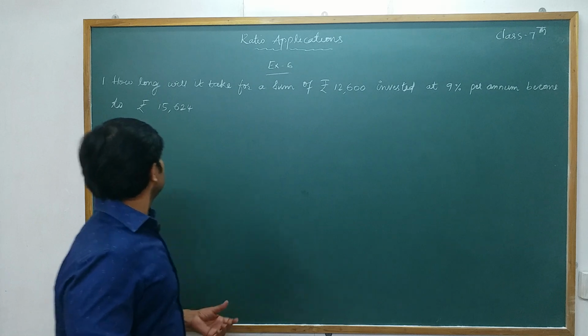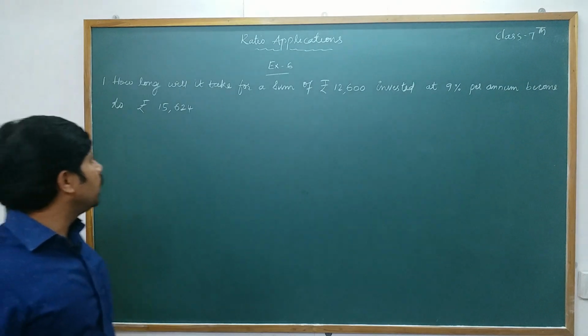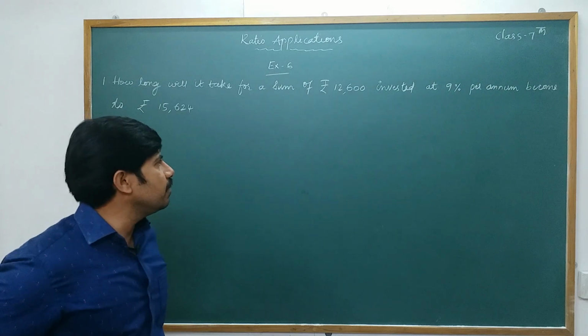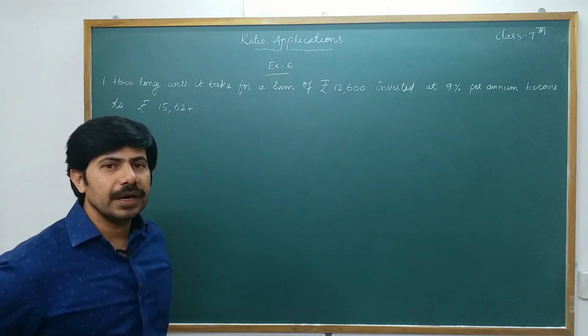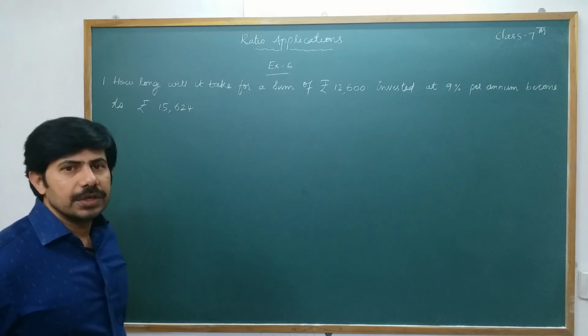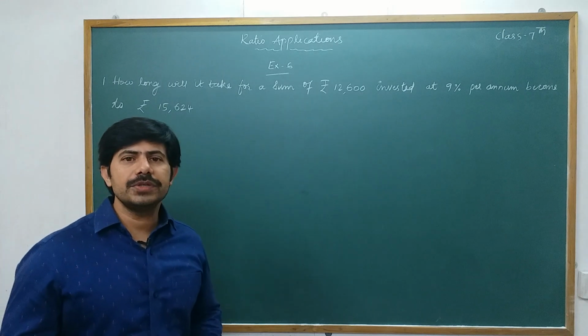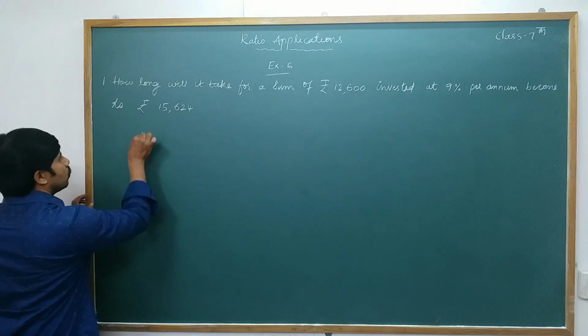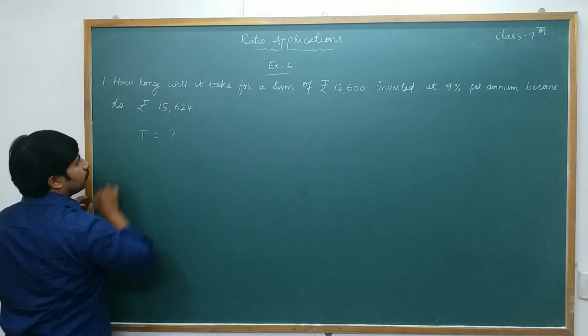Welcome back. So today we'll do the problems on simple interest. So the first problem is how long it will take for a sum of rupees 12,600 invested at 9% per annum to become 15,624. So here, how long? Long means you have to find out time. Okay. So how long it will take? So time we have to find out.